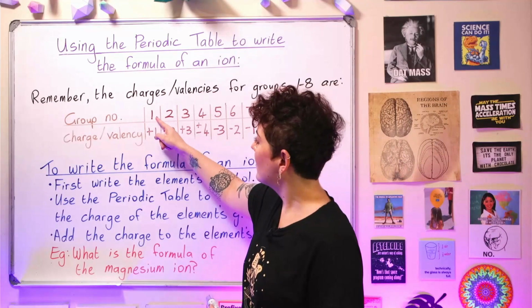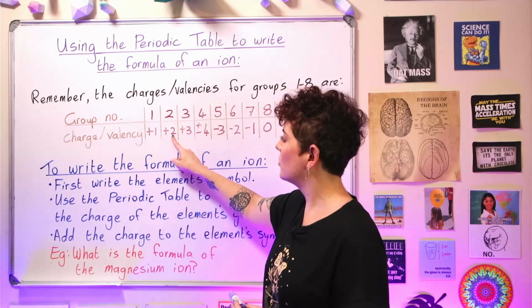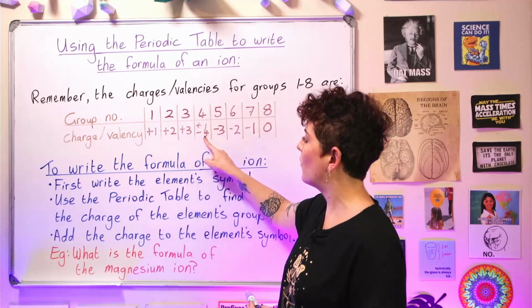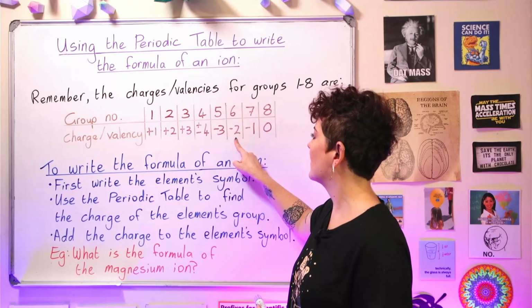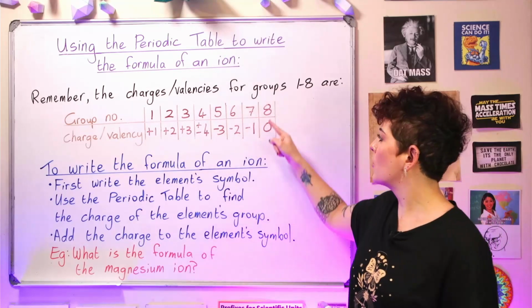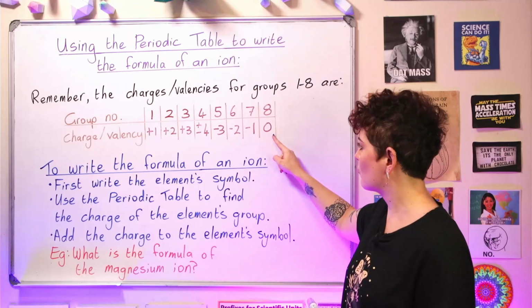For group 1, the charge or valency is +1. For group 2, it's +2. For group 3, it's +3. For group 4, it's ±4. For group 5, it's -3. For group 6, it's -2. For group 7, it's -1. And finally, for group 8, the noble gases, the charge or valency is 0.